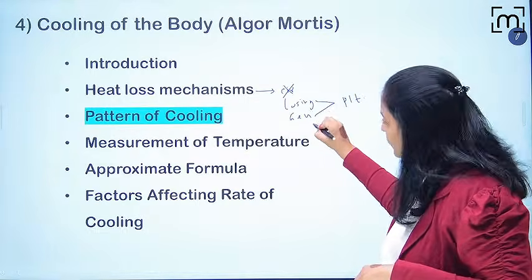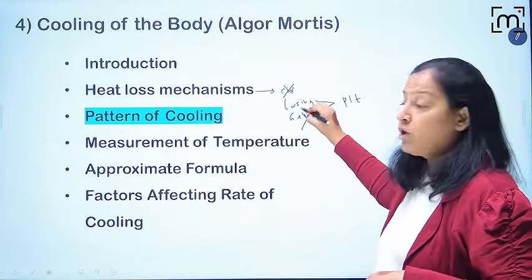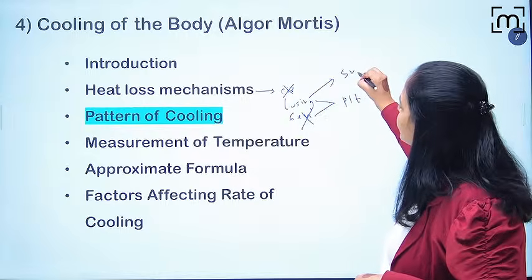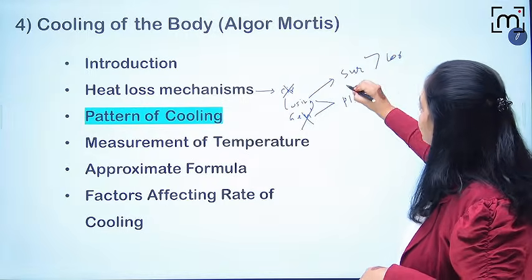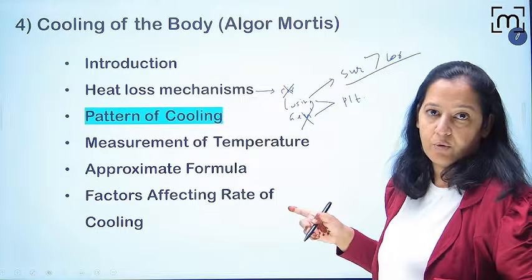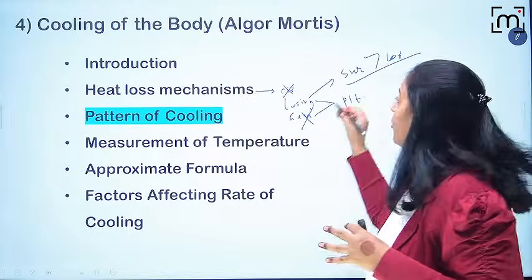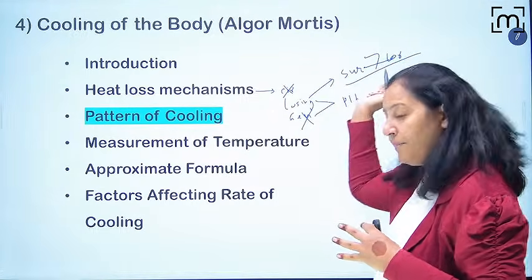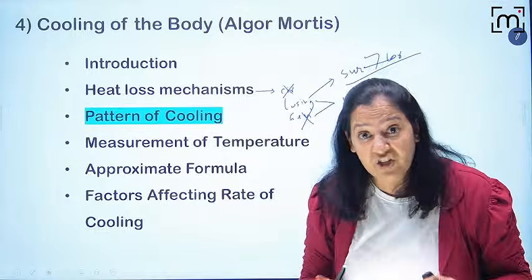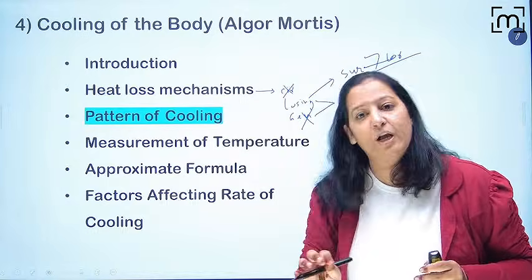Later on, generation will stop. Only losing is there. Now losing is more on the surface as compared to the core. So there is a temperature gradient between the surface and core. From the core, the heat comes to the surface and keeps on losing to the environment via conduction, not convection, till it becomes equivalent to the environment.